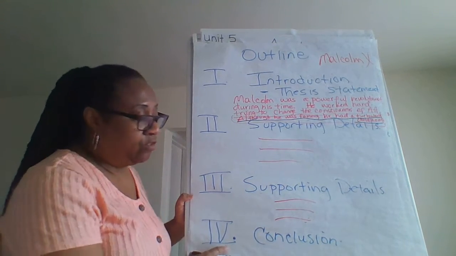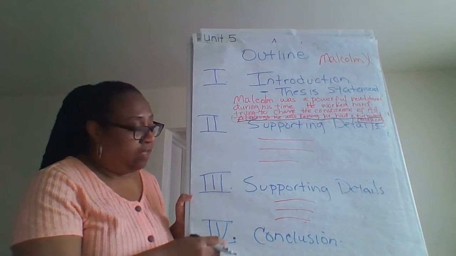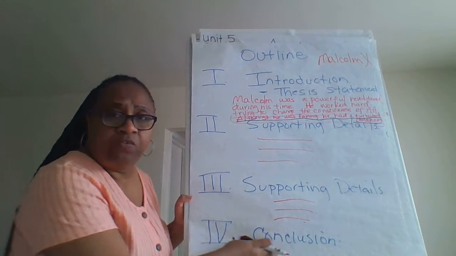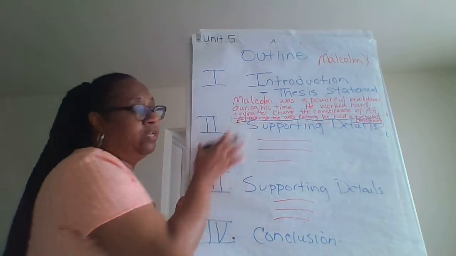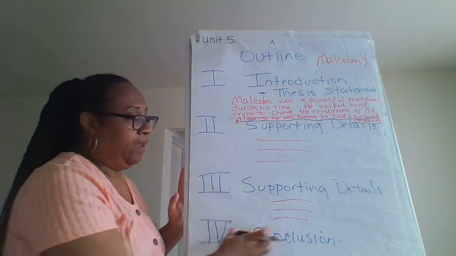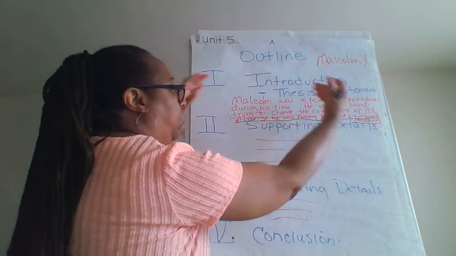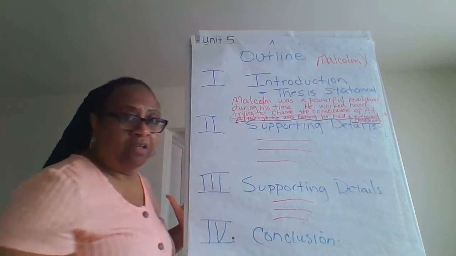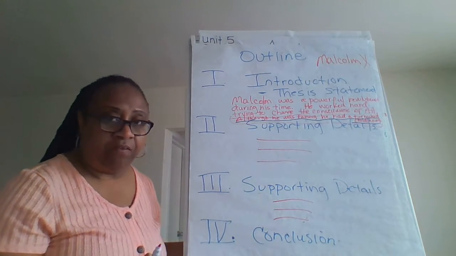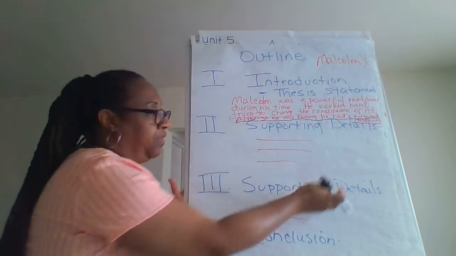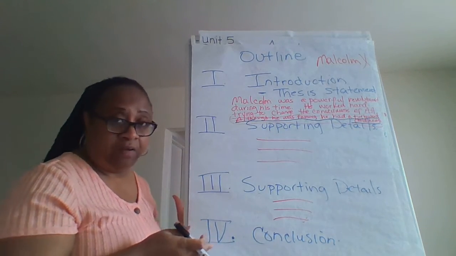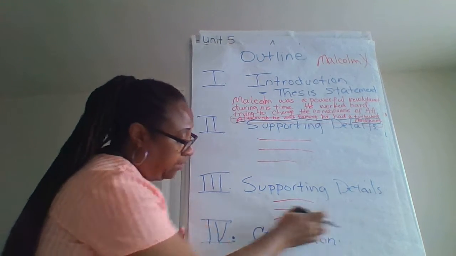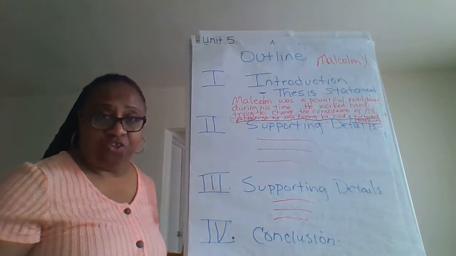And then, of course, we get to the conclusion, the 4th paragraph. This is a recap. Your conclusion is a restatement of what you have already talked about. You're going to grab all of this information that you've already written about, and you're going to restate it very briefly. We only need about 5 sentences to recap everything that you have written about in paragraphs 1, 2, and 3.